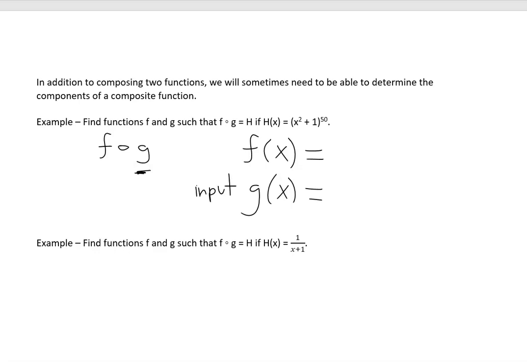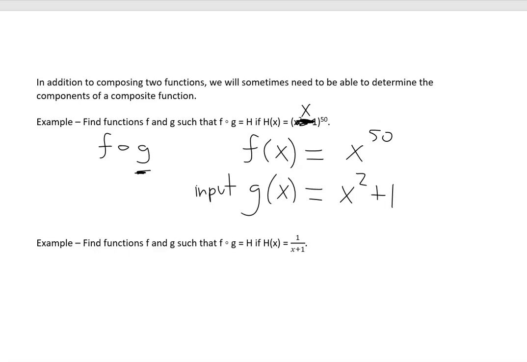So we're going to define g to be the isolated expression. If we look at h of x, which of those expressions is isolated? Well, clearly inside the parentheses, we have x squared plus 1 that has been isolated from everything else. So that's going to be our input function. And then f of x: think about if we were to get rid of all of this that we just pulled out and called g and replace it with an x, what would be left? Well, x to the 50th power, and that's going to be our f of x.